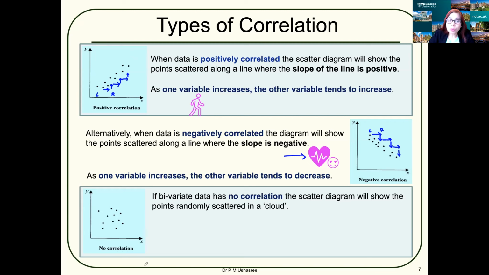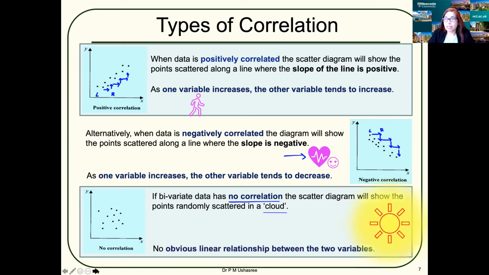Okay, the last one, as you can see, no correlation. Look at that, how the points are scattered. If the bivariate data has no correlation, the scatter diagram will show the points randomly scattered in a cloud, just like this. Obviously, there is no relationship between the two variables.